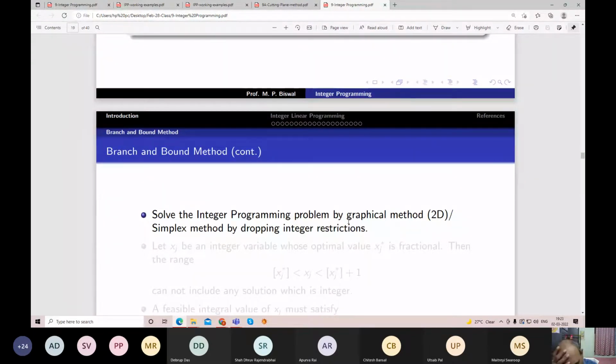How do you include them? Whenever there is an equality type constraint, you can change it into two different inequations. One is less than or equal type, another is greater than or equal type. For example, x1 plus x2 equal to 2: x1 plus x2 less than or equal to 2, and x1 plus x2 greater than or equal to 2, their intersection. So these two are included.